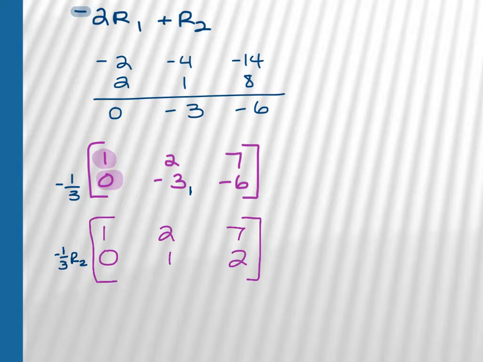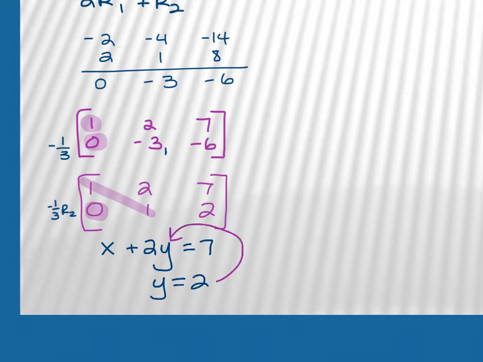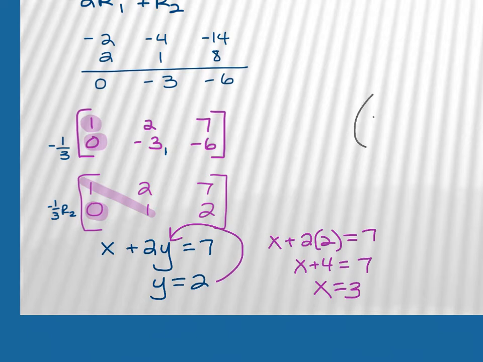So again, the goal for Gaussian elimination with back substitution is the diagonal of 1s with the 0 below, which means this is in row echelon form. And then from here, I make my system, x plus 2y equals 7, and y equals 2. And then I work bottom up, so x plus 2 times 2 equals 7, x plus 4 equals 7, and x equals 3. And my solution gets written as a coordinate point 3, 2.